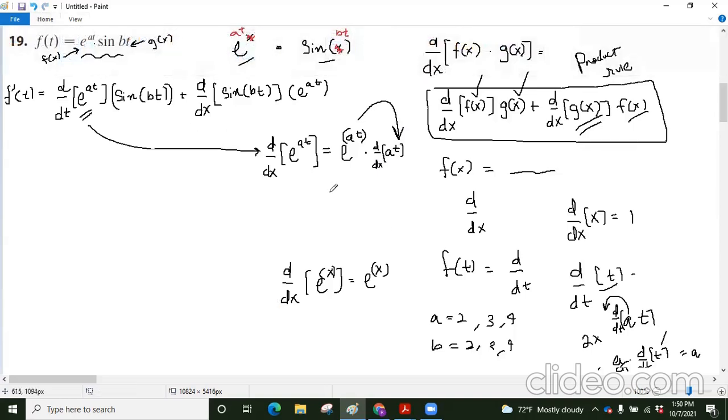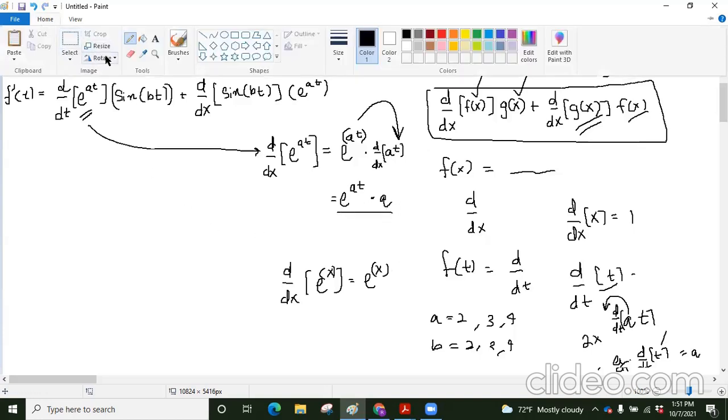So what I would say in this case is this is just e to the at. That's going to stay, times the derivative of at. Well, we said before that a was a constant, so we can pull the constant out and multiply by the derivative of t. What is the derivative of t? It's 1, just like the derivative of x was 1. So we multiply a times 1, and that's just a.